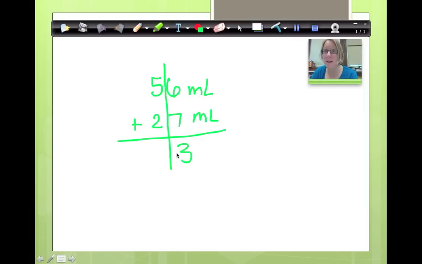Now, I can't put a 10 in the 1 spot. It's not allowed. Put it in the 10 spot. Now, here we go. 1 10 plus 5 10s is 6 10s. 6 10s plus 2 10s, what is that? That's right. It is 8 10s. But I'm not finished yet until I add my label.